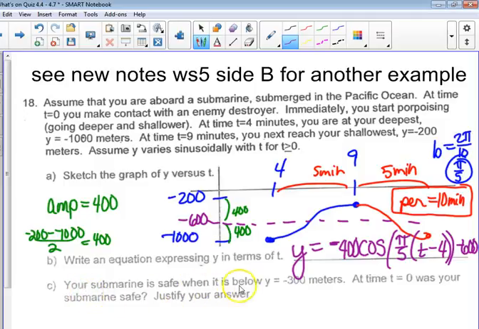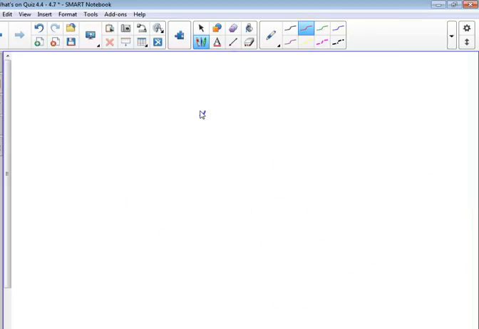Says your submarine is safe when it's below 300 meters. At time 0, were we below 300? No, we were at negative 276. We were not safe. Okay, we could draw in the line at 300, figure out how long it took us to get safe, whatever. But all right, I think that's all I have.